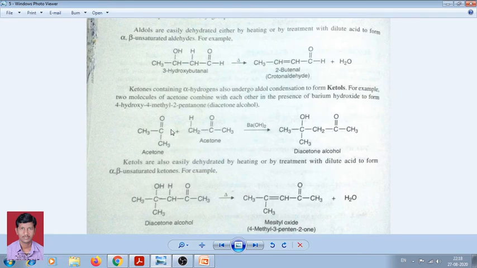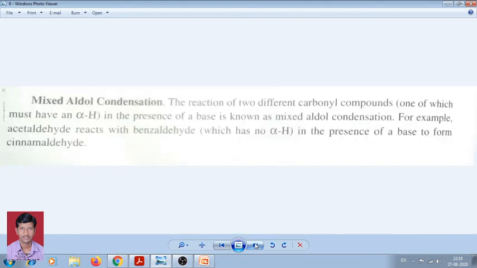Two molecules of acetone having alpha hydrogen atoms undergo self aldol condensation to form diacetone alcohol as a product. Diacetone alcohol again gets dehydrated to form mesityl oxide as a product, which means that in this reaction dehydration takes place immediately. One more point to note in aldol condensation is the mixed aldol condensation reaction.